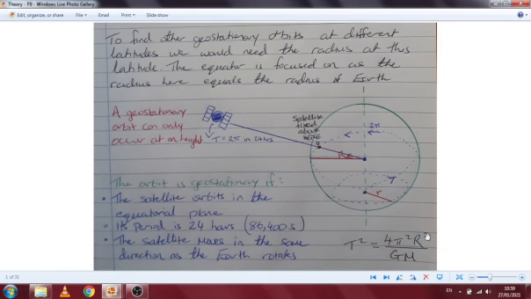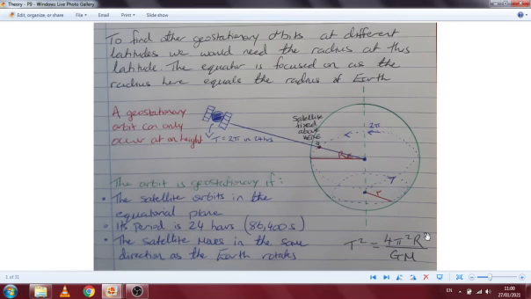So then, just to be fully precise, there are 3 conditions to get a geostationary orbit. The first one is the satellite orbits in the equatorial plane. So again, that means directly above the equator. Its period is 24 hours, which when we're doing our calculations, we convert to seconds. So that's 86,400 seconds, 24 by 60 by 60.